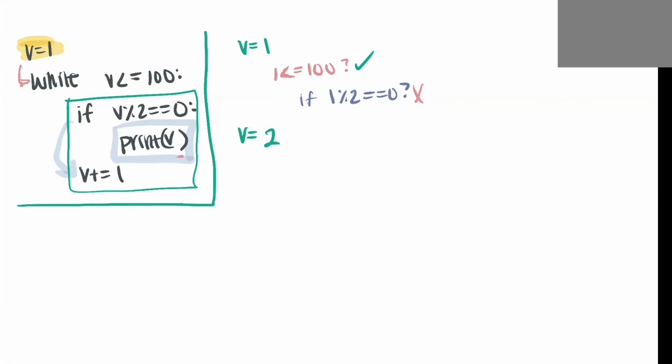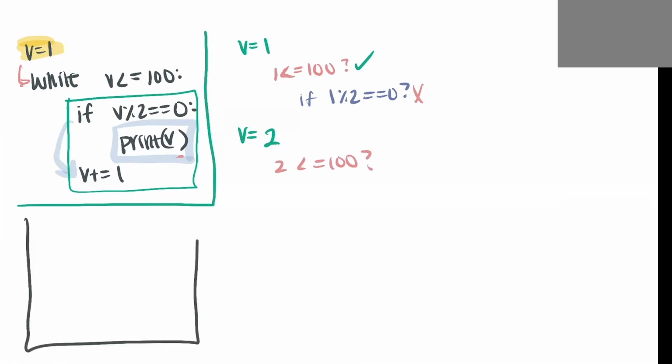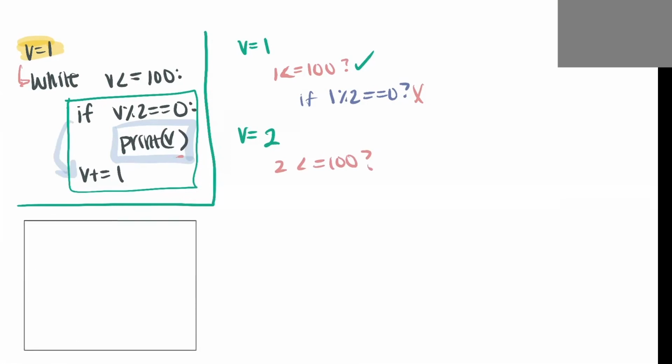v less than or equal to 100? Our current v value is 2, so we're going to do 2 less than or equal to 100. Just for the sake of consistency today. Is this a true statement? Yes, it is. 2 is less than or equal to 100. This is a true statement, which means we're going to fall into the code block right here.